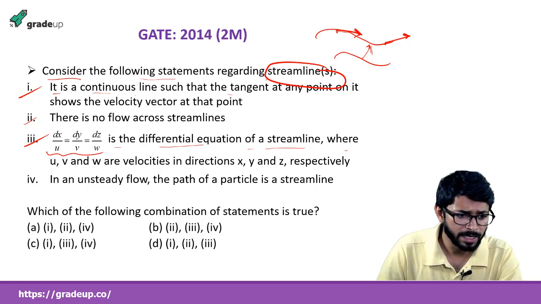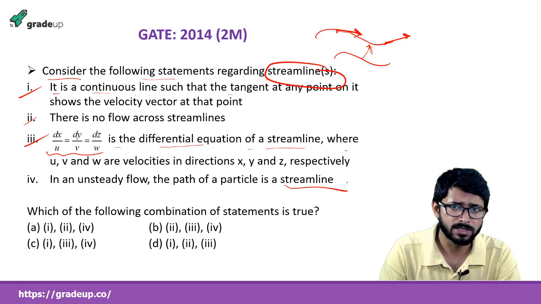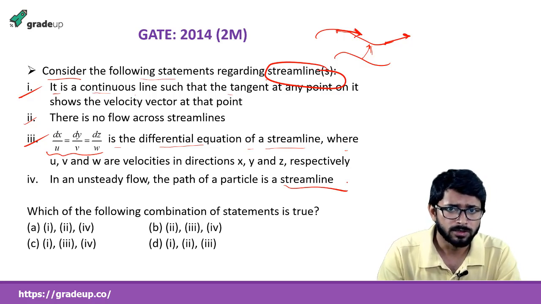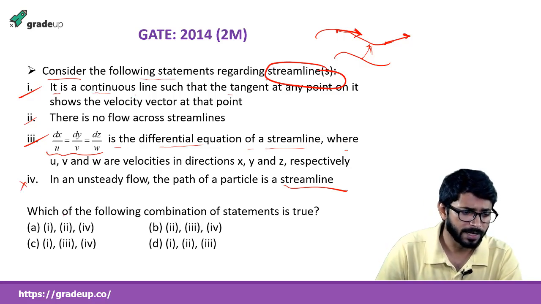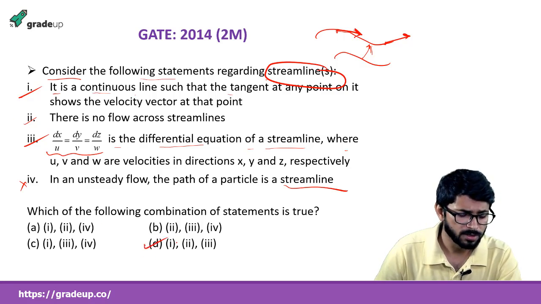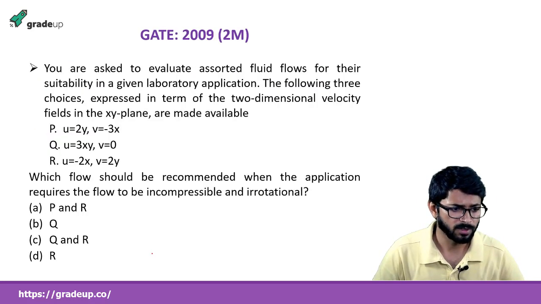In an unsteady flow, the path of a particle is a streamline. No, it is not correct. Streamline is defined for when the stream function is given, the flow should be steady, incompressible. So the correct answer is A, 1, 2 and 3. So option D is the right answer.